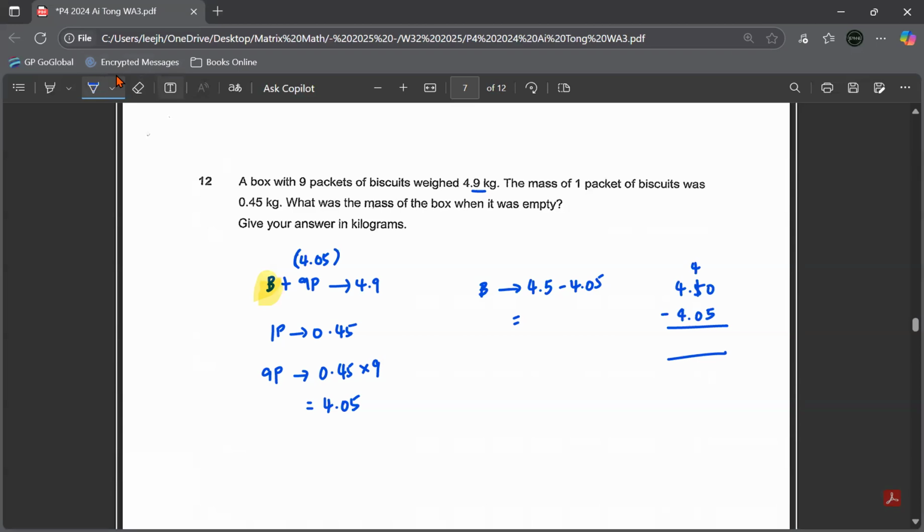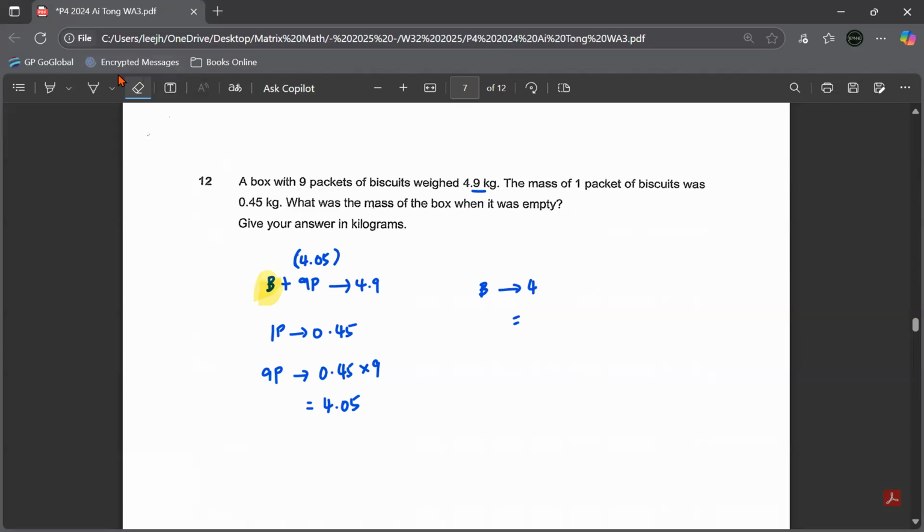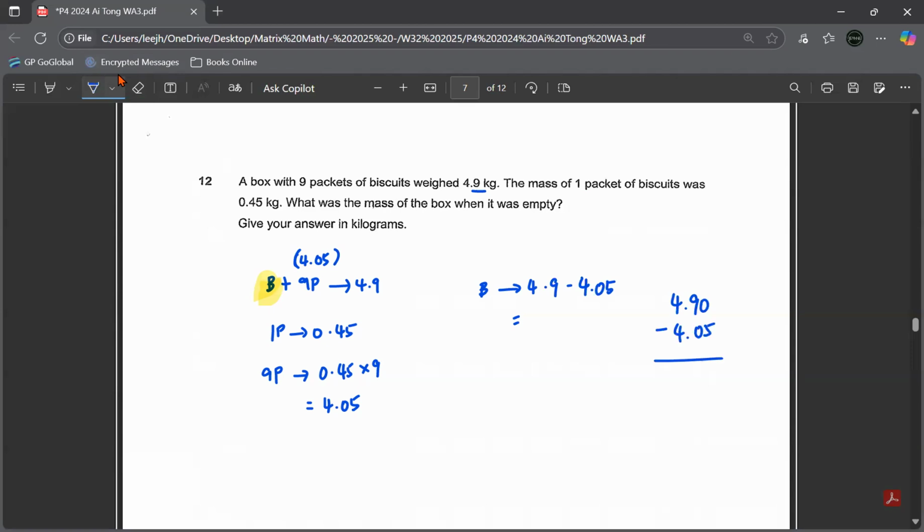Then 4 points, sorry, not 4.5. Sorry, this one is my mistake. I read it wrongly. Sorry, so this is 4.9. Okay, so this is 4.9 minus 4.05. So same, change to two decimal places, minus 4.05.